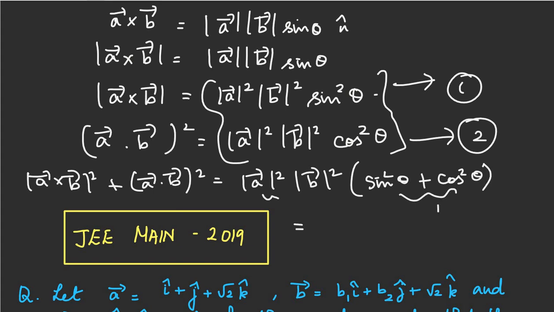So the value will be mod of A vector square, which is A square, into mod of B vector square, which is B squared. Or it can be written as mod of A vector square into mod of B vector square.